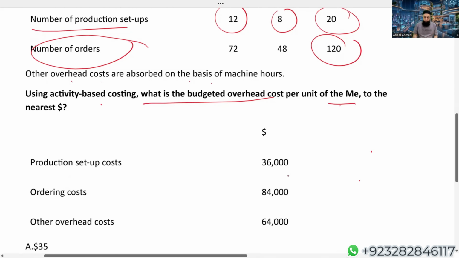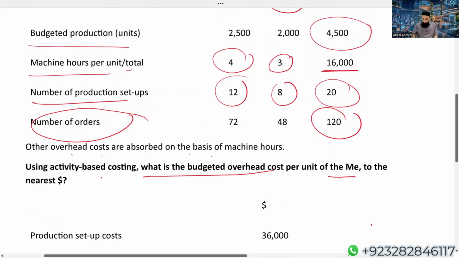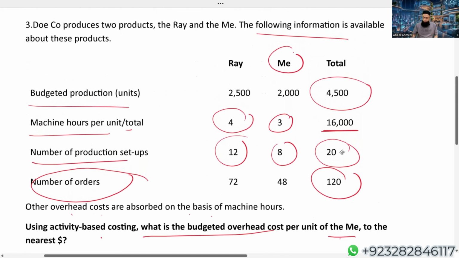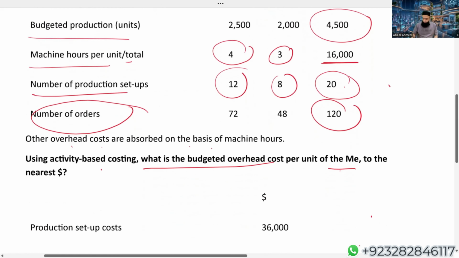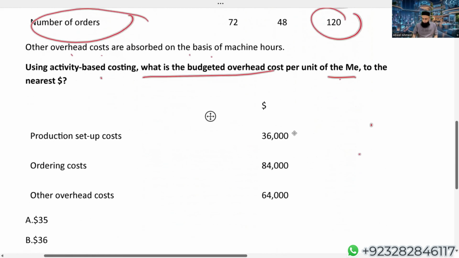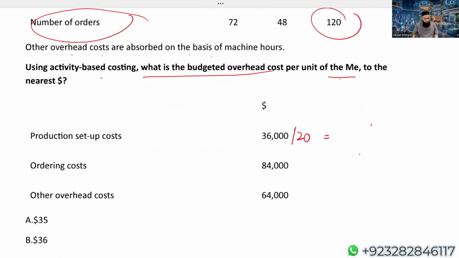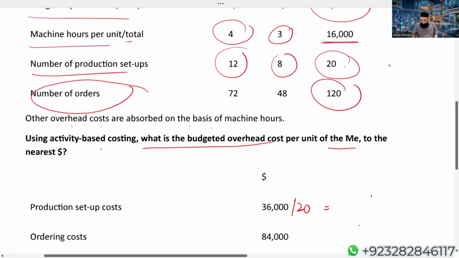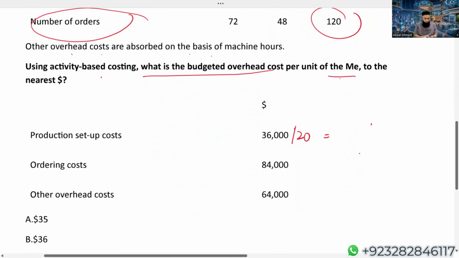Production setup cost is 36,000. Students, the total number of setups we have is 20. That will give us the per setup cost. Just a minute. 36,000 divided by 20. Per setup cost is 1,800.